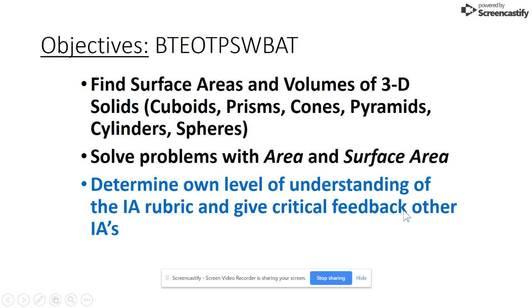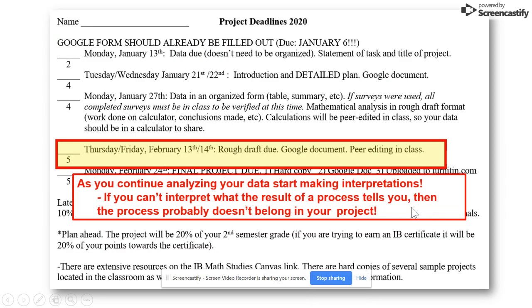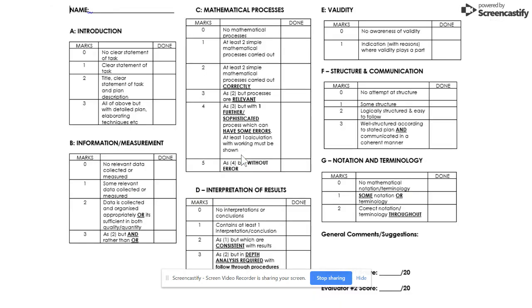So today you're going to be peer evaluating your rough drafts. Obviously, today is the deadline for the rough draft. It doesn't matter how you do your rough draft, whether you do it with a Google Doc or if you have a hard copy. Either way is fine. So what you should have in front of you is this.